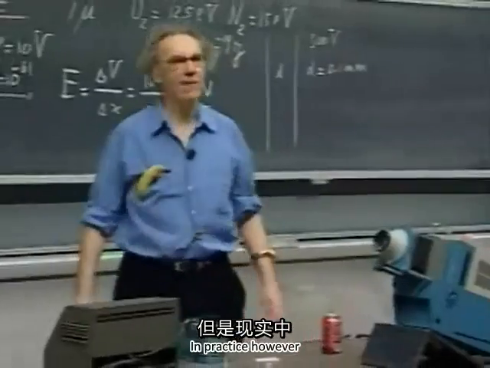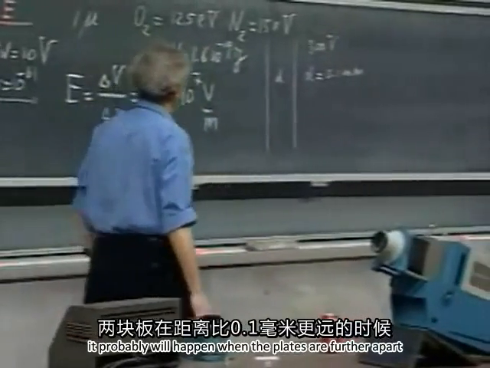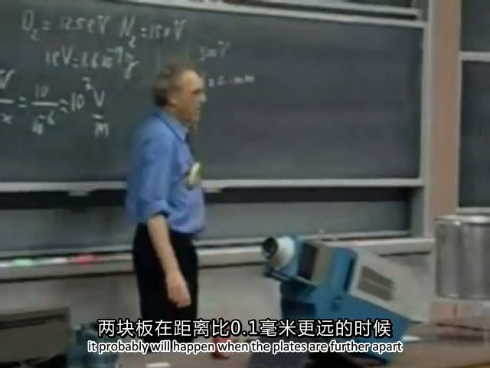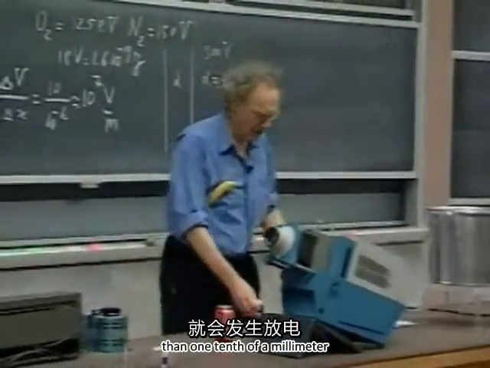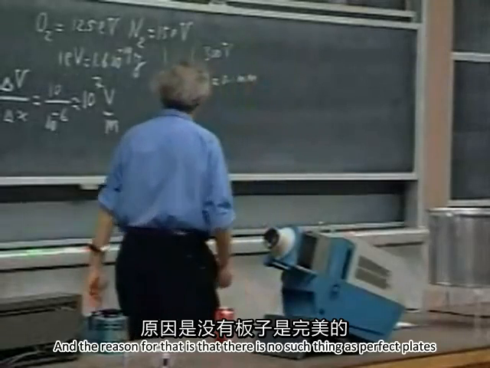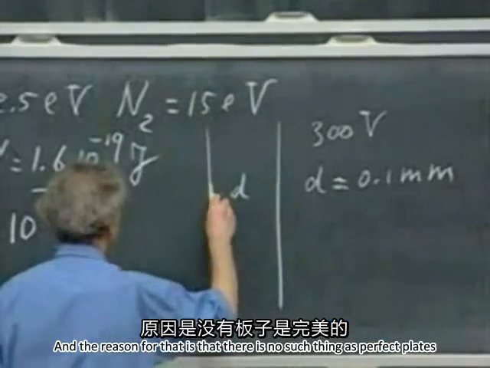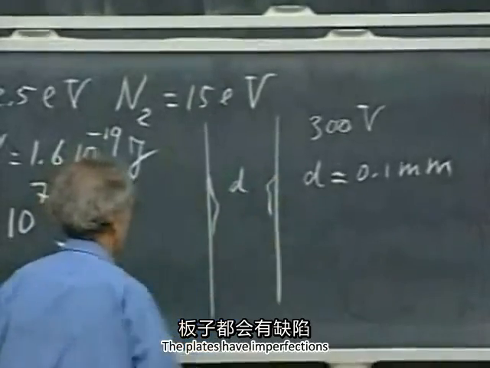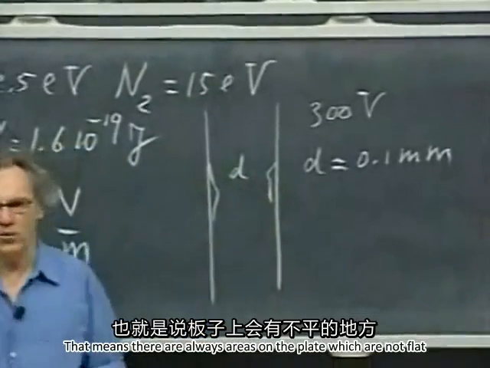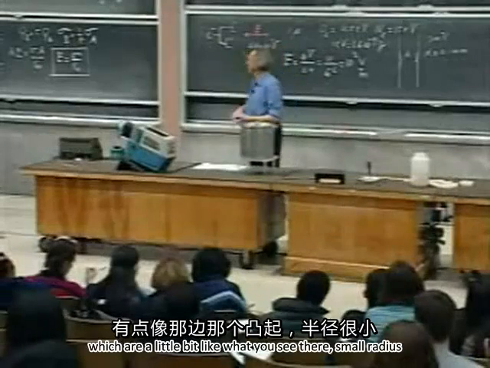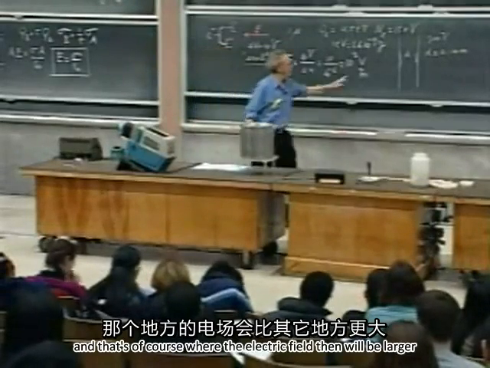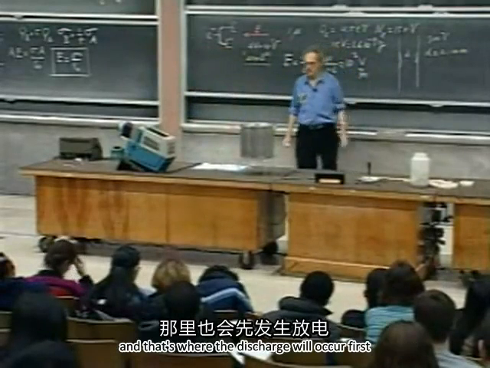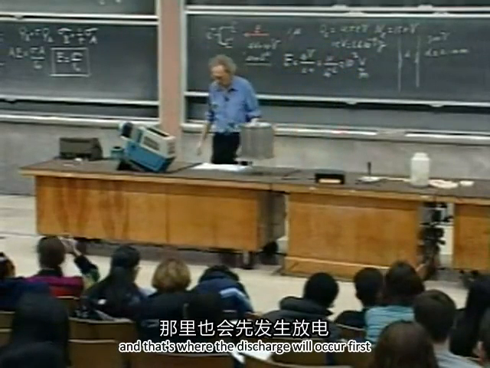In practice, however, it probably will happen when the plates are further apart than 1/10 of a millimeter. And the reason for that is that there's no such thing as perfect plates. The plates have imperfections. That means there are always areas on the plate which are not flat, but are a little bit like what you see there. Small radius. And that's, of course, where the electric field then will be larger, and that's where the discharge will occur first.